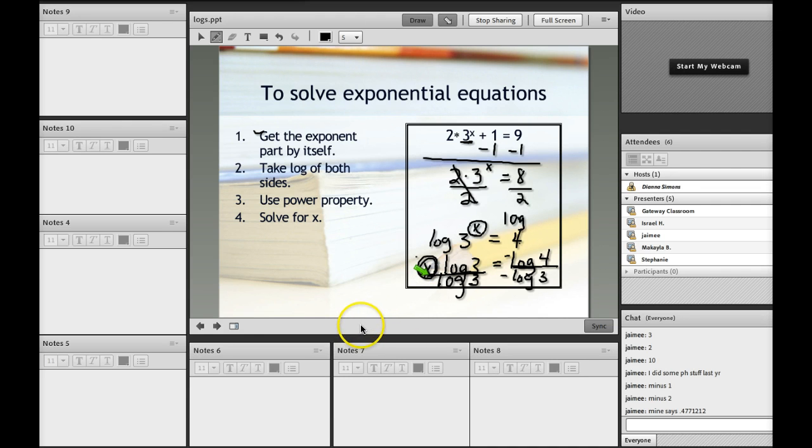Mine says 0.47. Yeah, then that's what it is. x is 0.477. You don't need to use all those numbers. Does that make sense? And you need to use a calculator unless you know what log base 10 of 3 is. And I do not. Okay, so this is important.